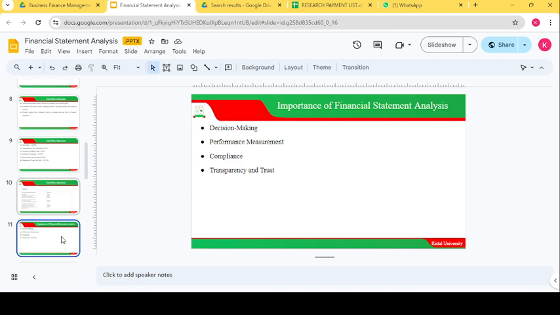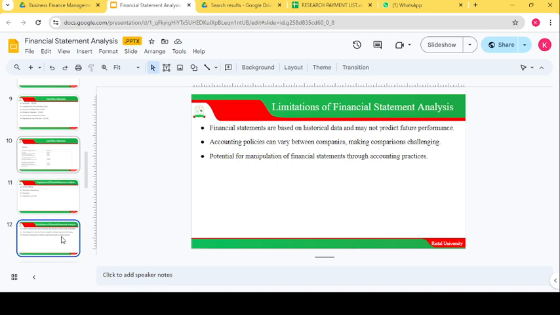So we have compliance. The financial statements ensure compliance with regulatory requirements and accounting standards. So we have transparency and trust. Financial statements promote transparency and build trust with shareholders. This can be done by providing a clear and accurate picture of the company's financial position and performance.